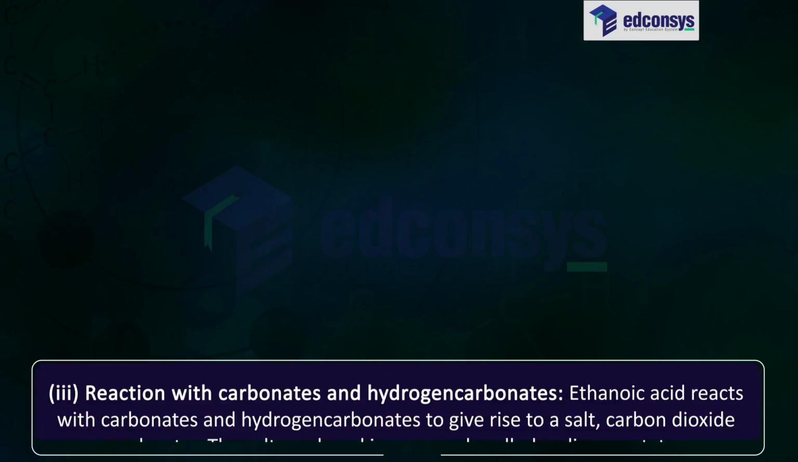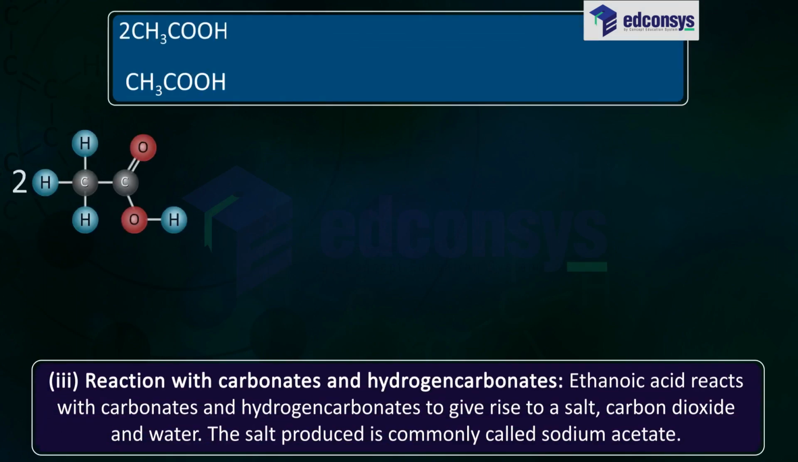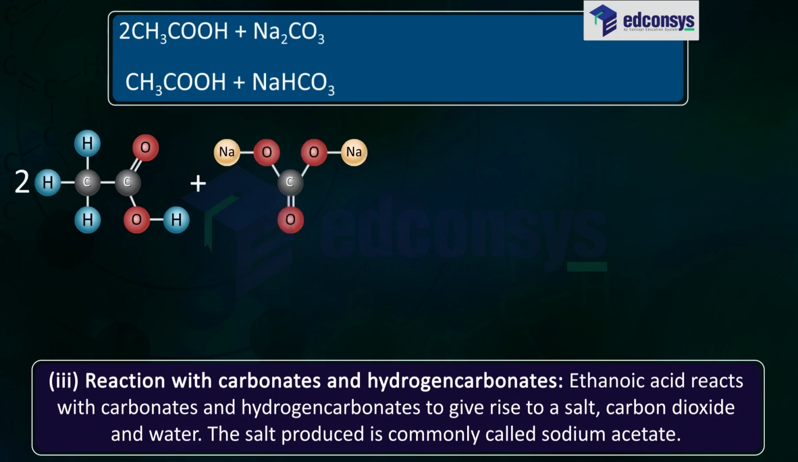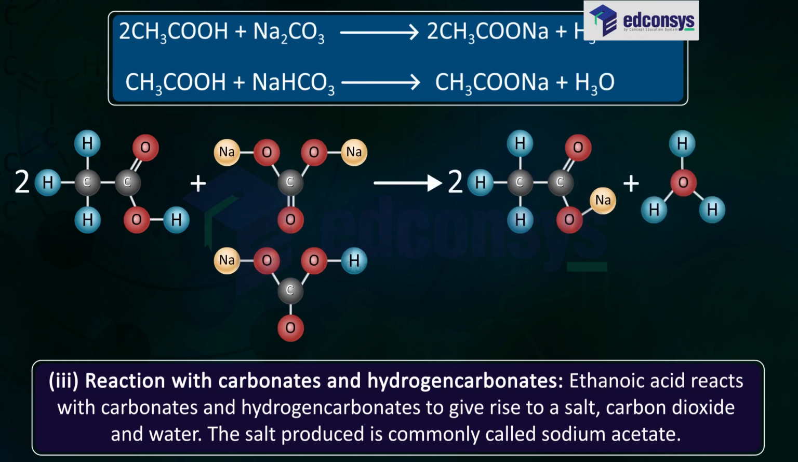Reaction with carbonates and hydrogen carbonates. Ethanoic acid reacts with carbonates and hydrogen carbonates to give rise to a salt, carbon dioxide and water. The salt produced is commonly called sodium acetate.